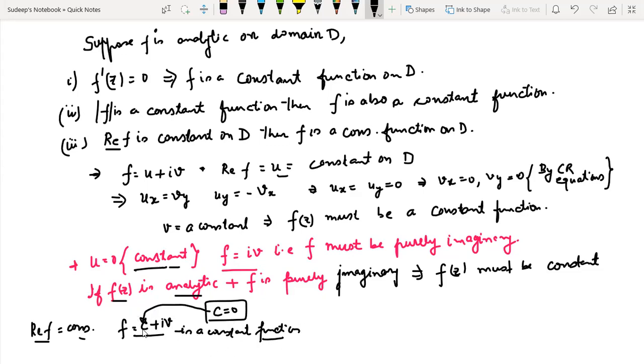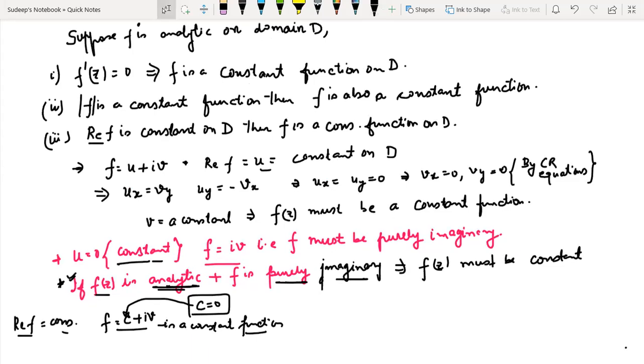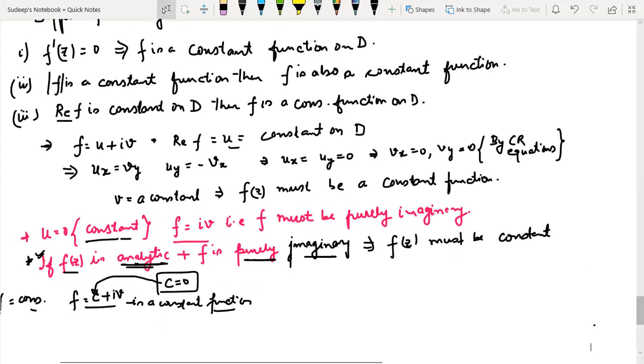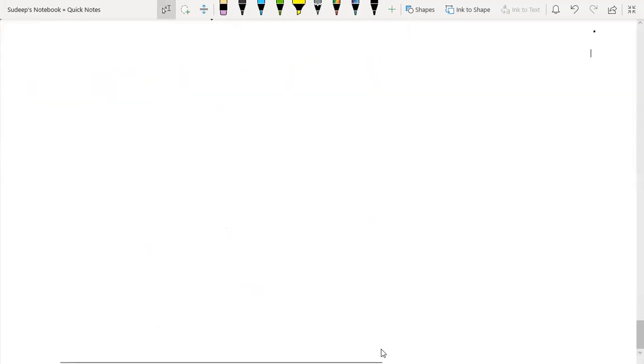See, if u is equal to 0, then it implies that f is only iota v, that is imaginary. So one important result I can write is that if f is analytic and f is purely imaginary, then the real part of f must be 0, that is a constant. It implies that f must be a constant. So this is an important result: if f z is analytic and f is purely imaginary, then f must be a constant function. Now I can extend this result again.